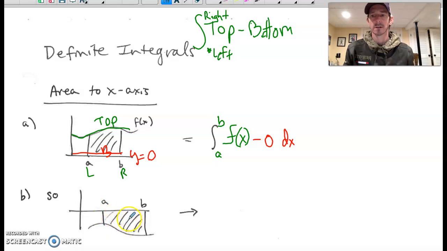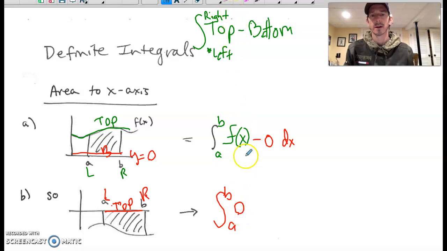But if I look down here, the situation is sort of flipped. I'm still a to b, so I'm still left to right. Again, arbitrary bounds being given to you to find the area between two particular points. So I still have that a to b. But notice that now this is on the top, and that, again, is the equation y equals 0. So now the top function is 0.